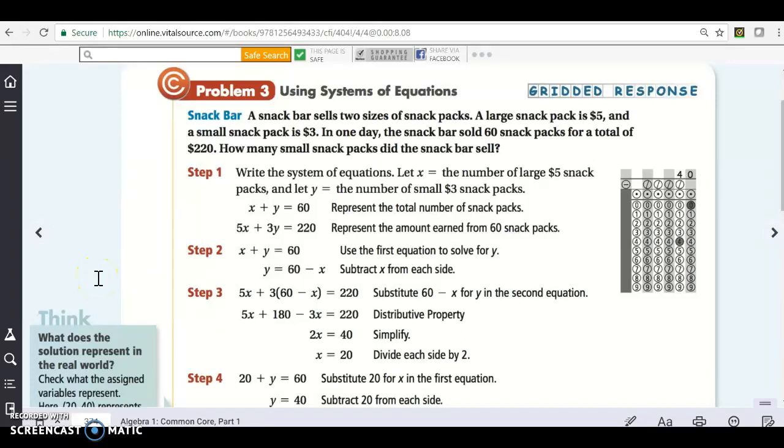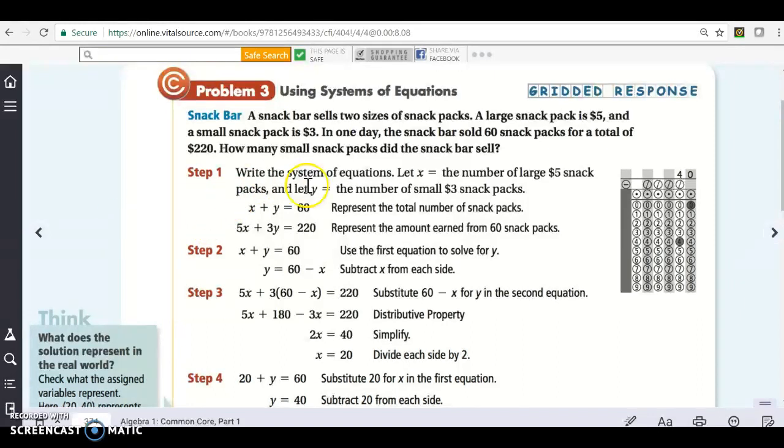All right, now we're looking at problem 3 from lesson 6-2. It says using systems of equations. A snack bar sells 2 sizes of snack packs. A large snack pack is $5 and a small pack is $3. And one day the snack bar sells 60 snack packs for a total of $220. How many small snack packs did the snack bar sell? Oh, that was a tongue twister.